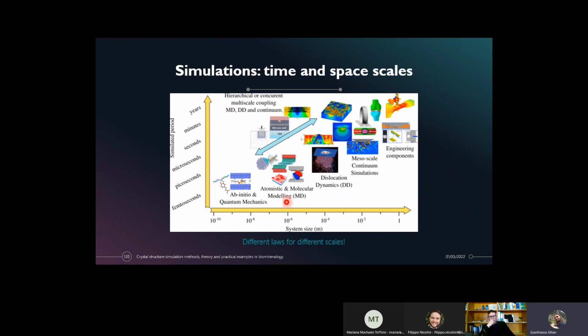We have this kind of representation of the models that we want to describe. If you want to study, for example, very large systems, we can use continuous simulations or engineering components or finite element modeling. If you want to study atomic scale events, we have to go down in this line. We have to use other theories. If you go to atomistics and molecular modeling, we are in the borderline between quantum mechanics and classical mechanics.